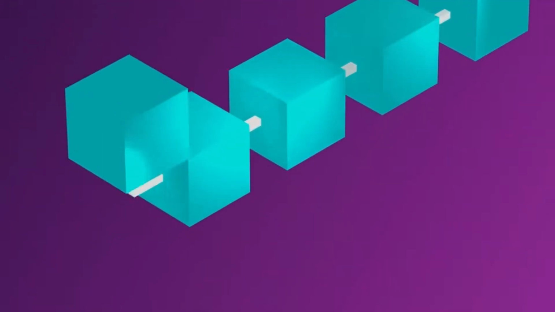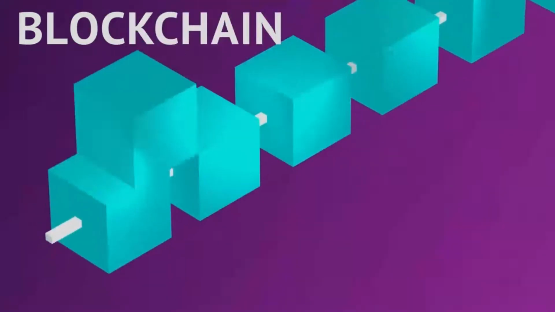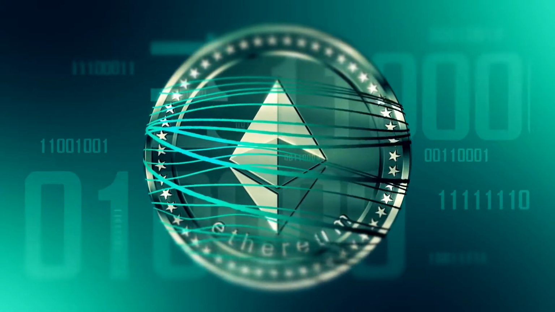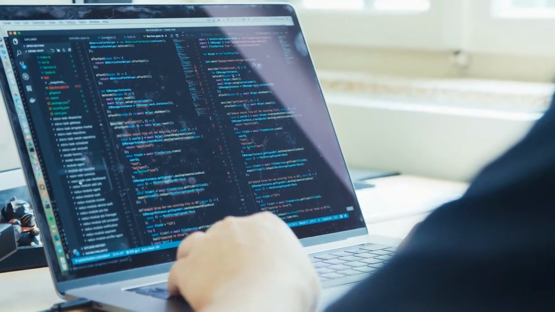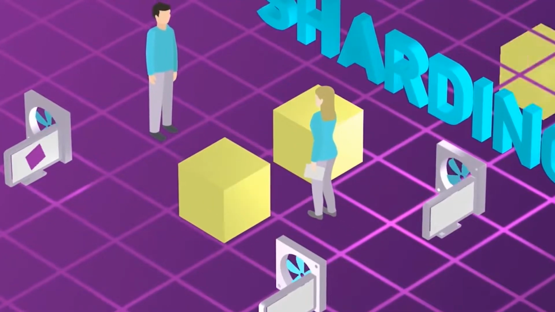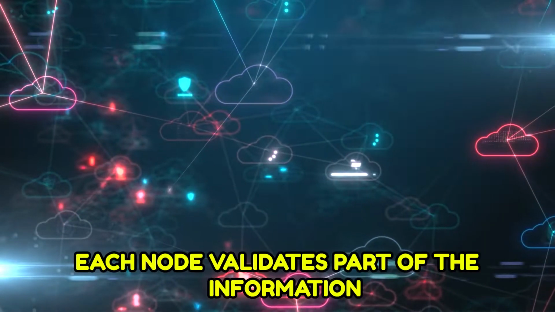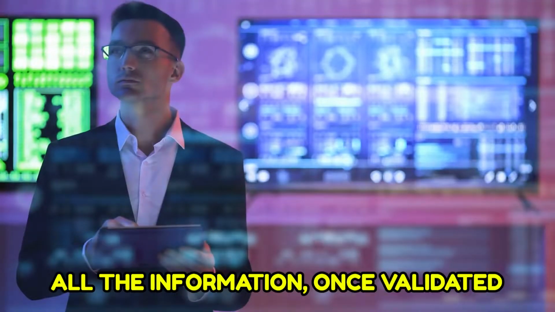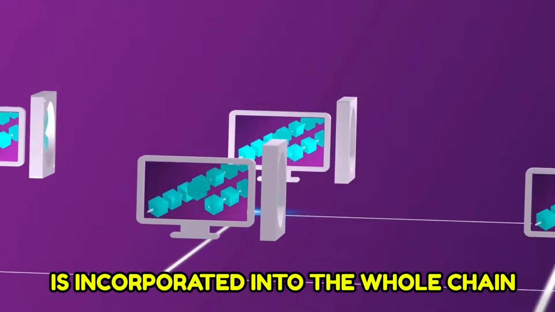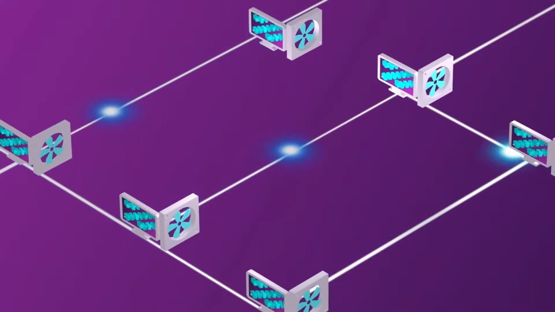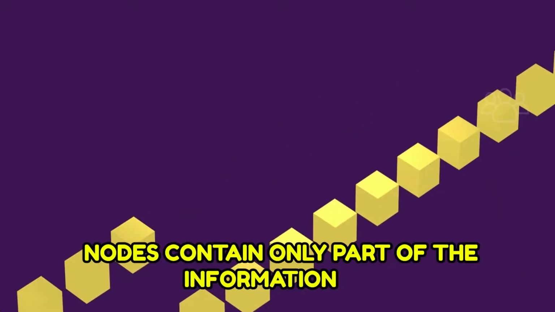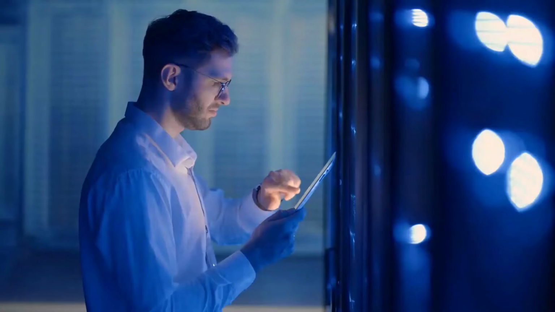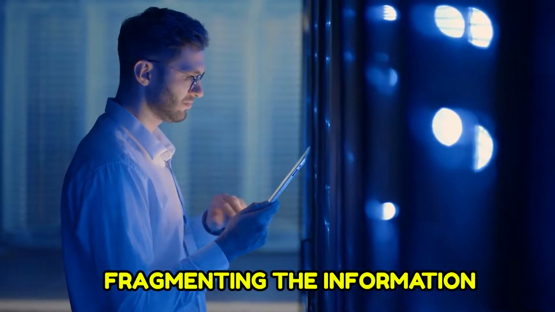To better understand this concept in terms of blockchain, it's important to know that currently the Ethereum network, which is one of the most scalability issues, works in such a way that all the data contained in each transaction must be validated by all the nodes in the chain. With sharding, each node validates part of the information, they share the information, and then all the information, once validated, is incorporated into the whole chain. We thus manage to keep all the information in the block, with the difference that the nodes contain only part of the information and not all of it as before. The method improves efficiency and scalability by fragmenting the information.